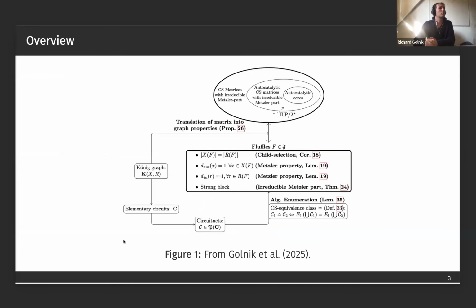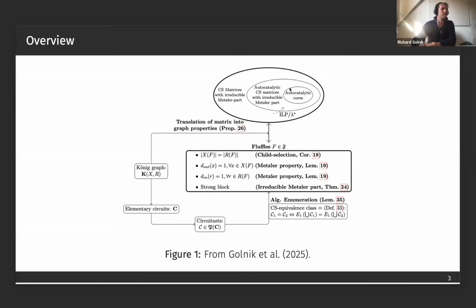I'm not going to give a deep introduction into what autocatalysis is. I'm going to start basically with the overview of what I want to talk about in this talk. What we're interested in is finding a subset of autocatalytic matrices. Autocatalytic matrices are submatrices of the stoichiometric matrix, but enumerating them all would be computationally infeasible. This is why we're looking for a specific subset of these matrices, which we call autocatalytic child selection matrices with irreducible Metzler part. Among them, you also find the autocatalytic cores.